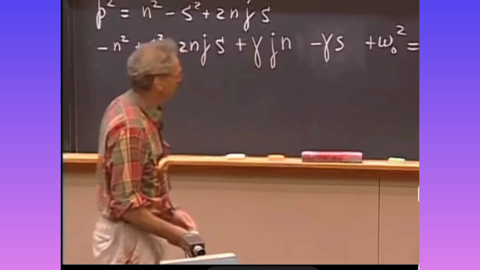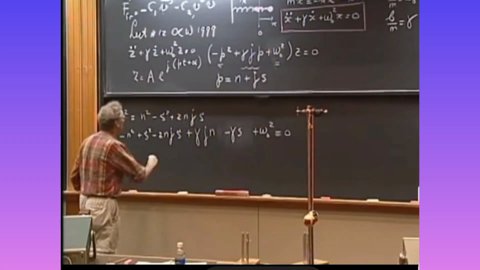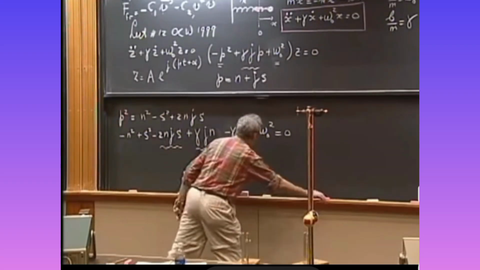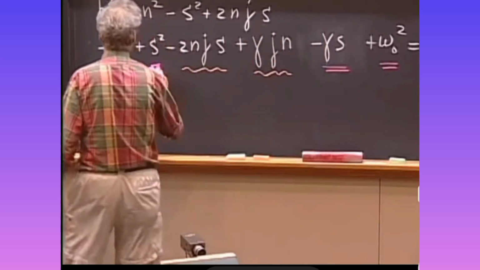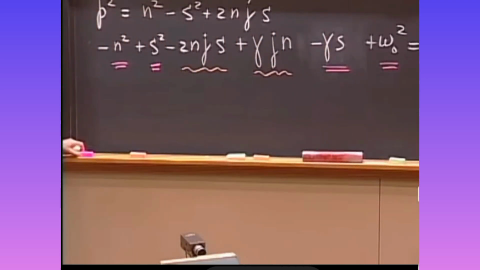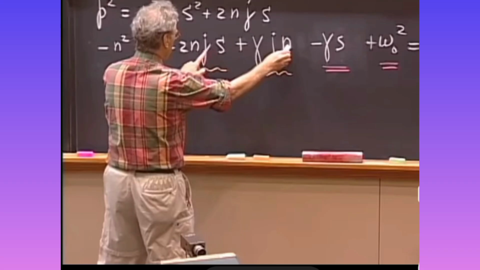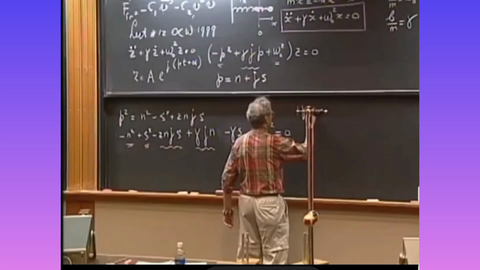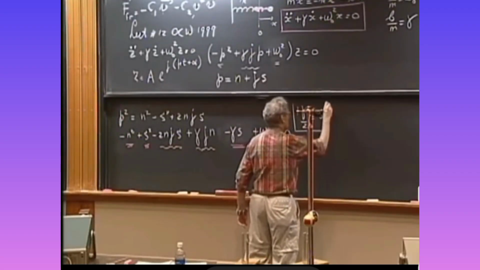And now, this has to be 0. That means the apples must add up to 0. These are the apples. And the oranges have to be 0. This is an orange, this is an orange, this is an orange, and this is an orange. For this to be 0, there's a j here, there's a j here, there's an n here, there's an n here. 2s must be gamma. So gamma over 2 is s. Oh, we found s.